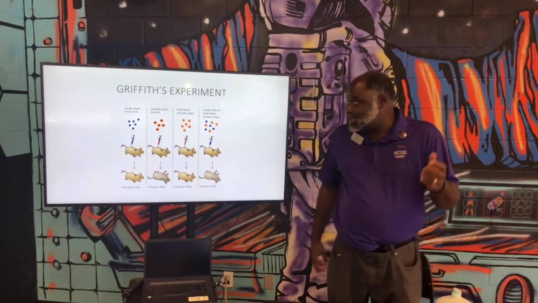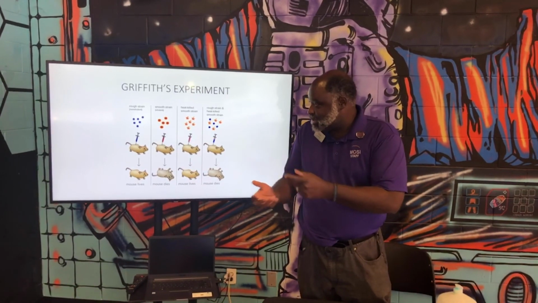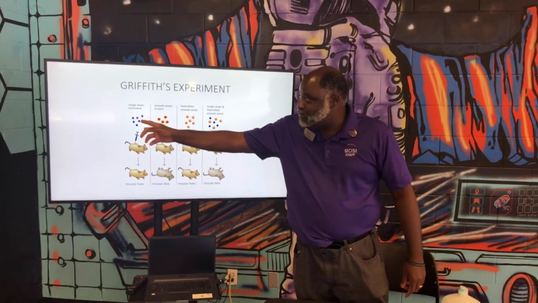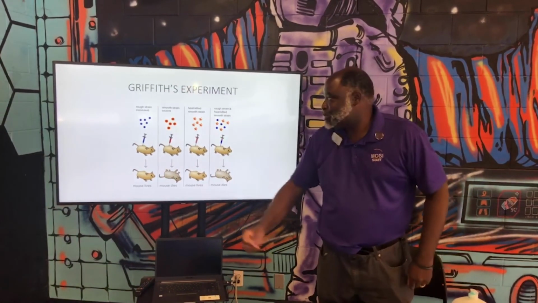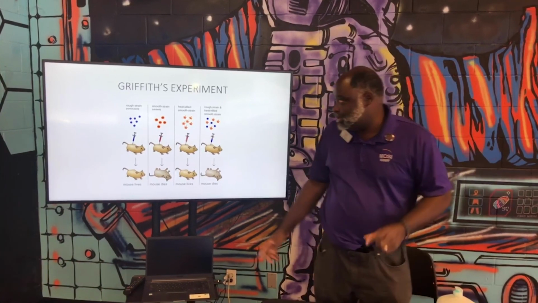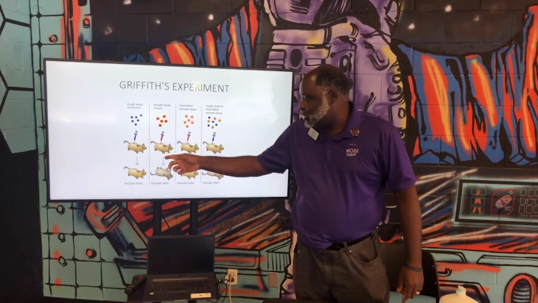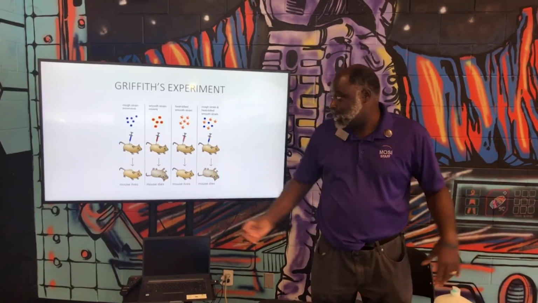So he takes the rough strain, inoculates or injects a mouse with it. It's not virulent, and the mouse lives. Hooray! Then he takes the smooth strain, which actually is virulent, and injects it into the mouse. Unfortunately, the mouse gets the disease, and the mouse dies.